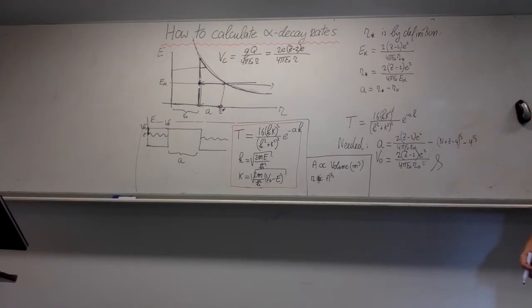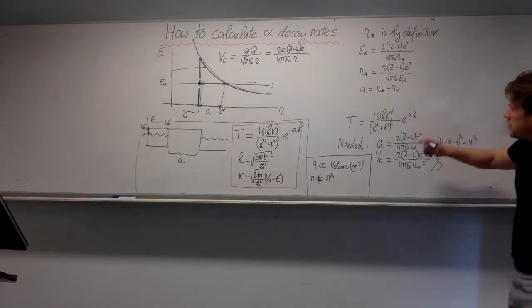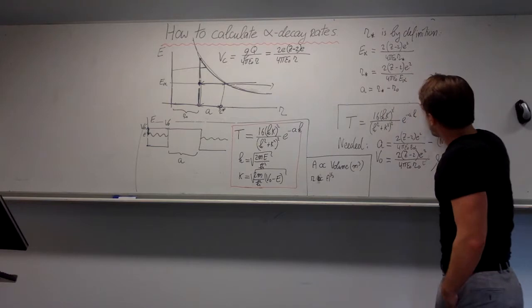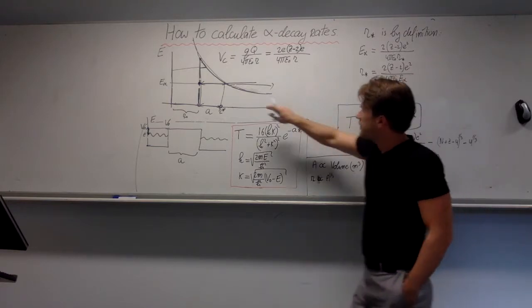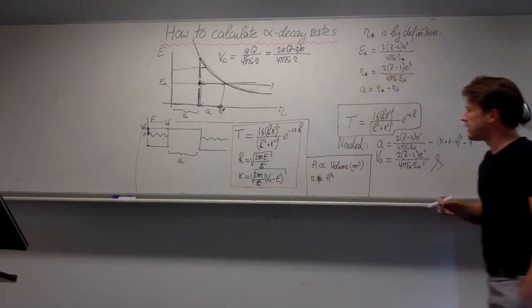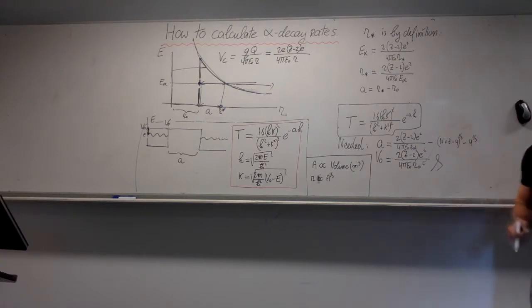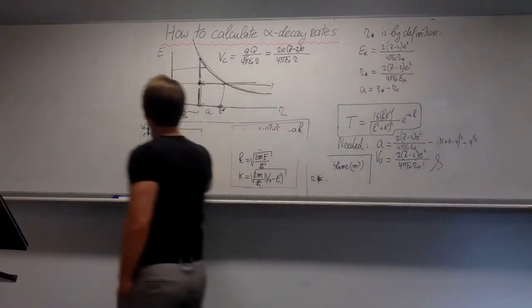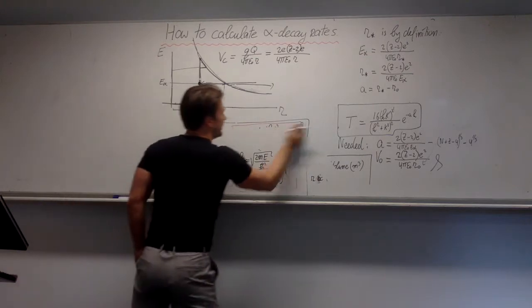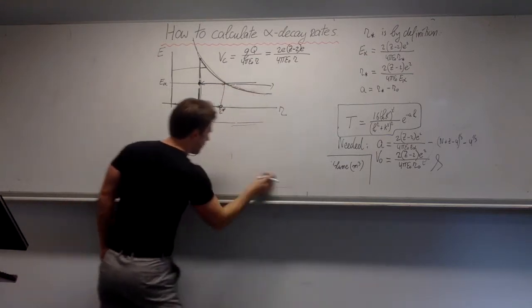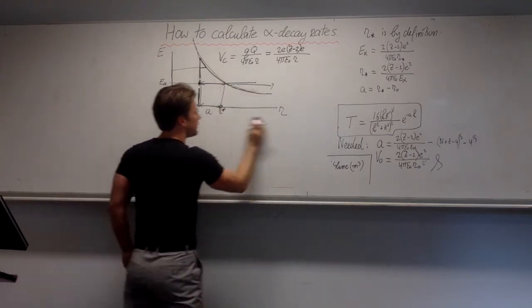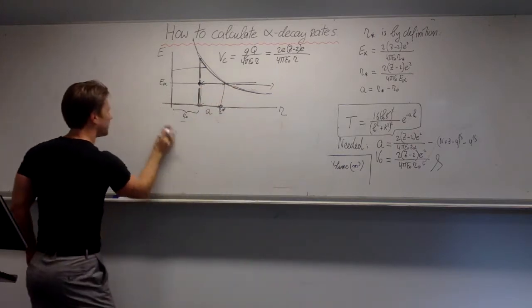Now, in order to turn this number, the probability that an alpha particle finds itself at the other side of the barrier, into an actual decay rate, we need to take one extra step. Let's erase everything that I'm not going to need anymore. And here's the approximation that I'm going to make. Again, it's very classical.